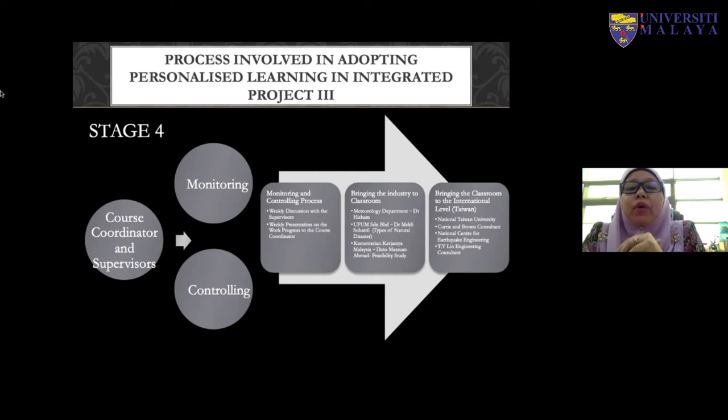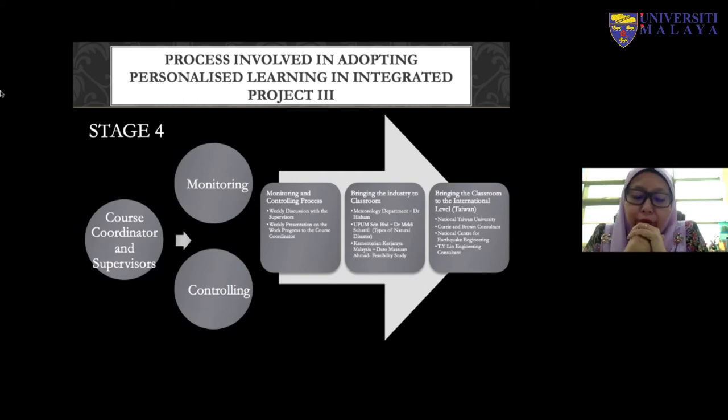And second, we invited Dr. Meldi Suhakri from Upum Sudan Berhad to explain the types of natural disasters in Malaysia. And the last one, we invited Datuk Maswan Ahmad from the Kementerian Kerja Raya Malaysia to explain the feasibility study on how to perform cost estimates on building and infrastructure projects. And besides bringing the industry to the classroom, we also bring the classroom to the international level. In this case, we bring the students to Taiwan.